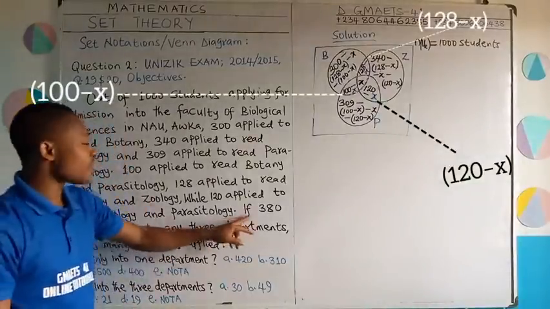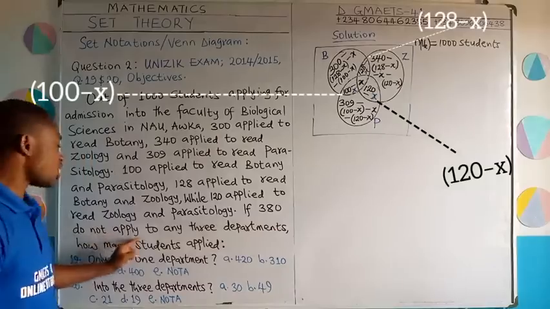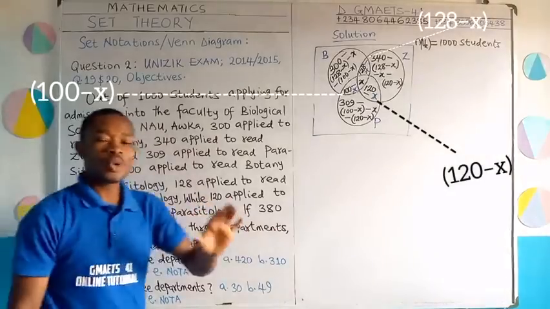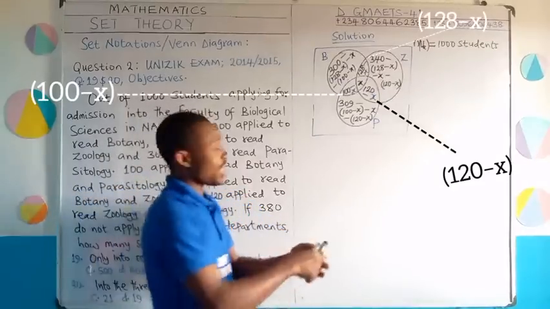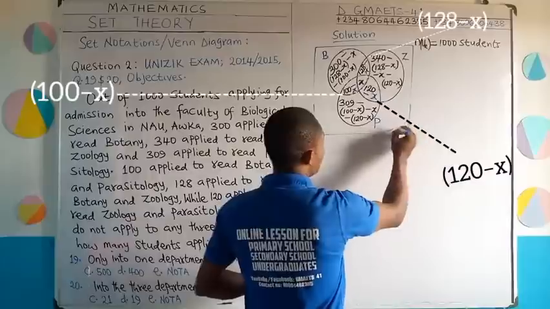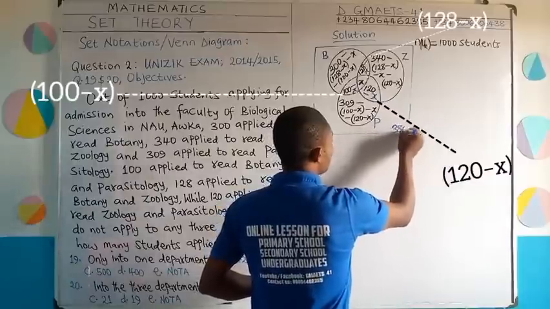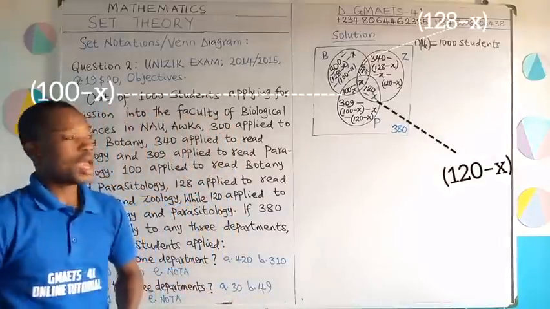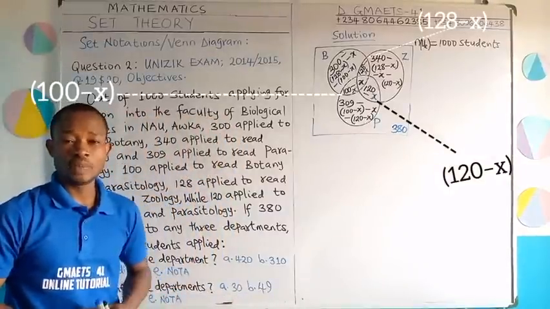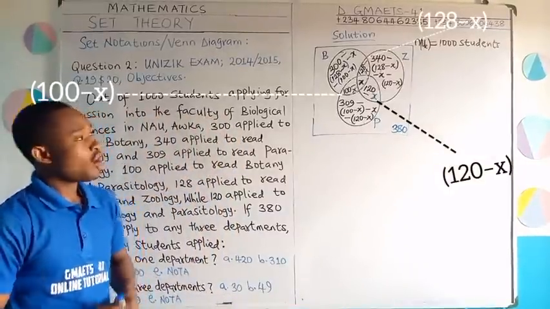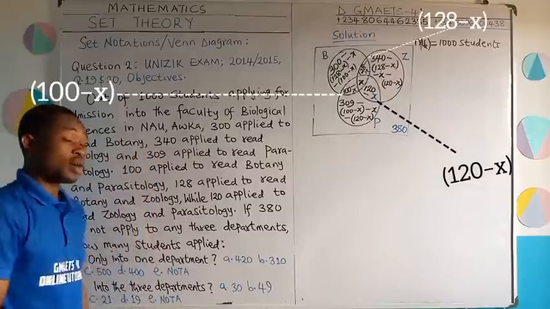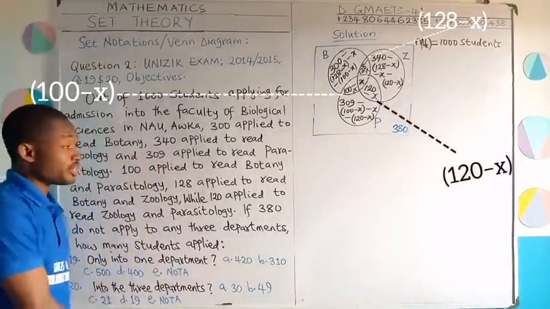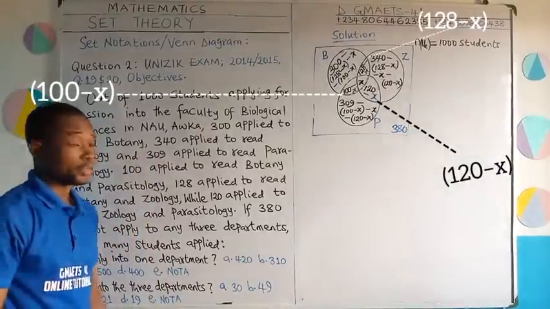But take note that here we have 380 that do not apply to any of the three departments. So we have 380 students that did not apply to any department at all. Where do we fix that number? I'll come over here and put it in the universal set. 380 students did not apply to any department. Alright, so from here, let us solve for this x. Once we know that x, we can now obtain what questions 19 and 20 are all about here.